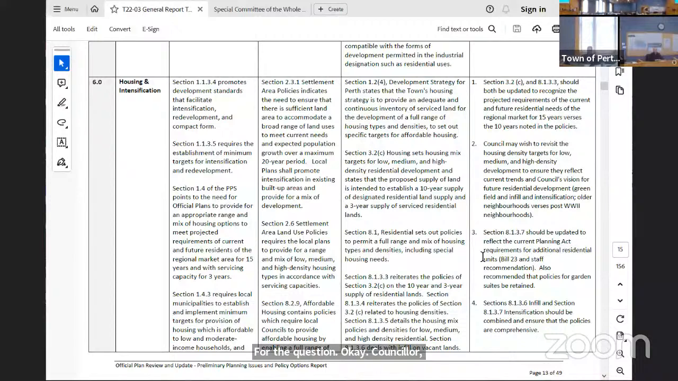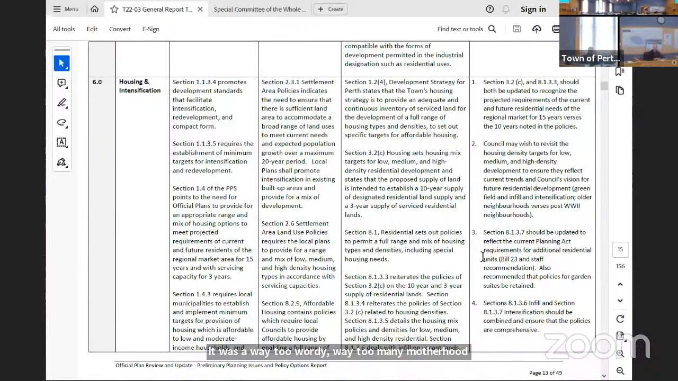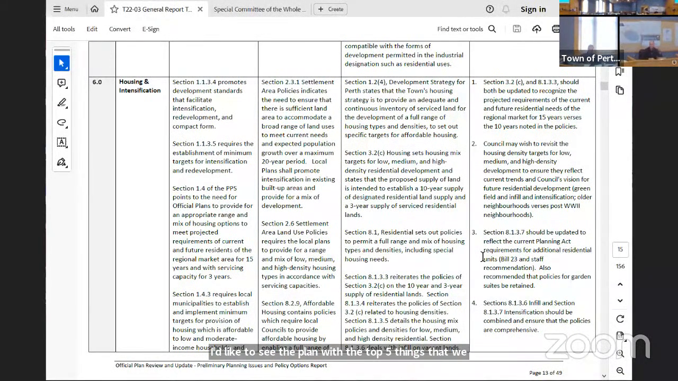Just some comments. Forbes, I really like your plan. And I didn't like our last official plan. It was way too wordy, way too many motherhood statements that kept being repeated in the plan that we were never going to accomplish. And I like how you're more succinct and you said it earlier, you know, you've identified it. I'd like to see the plan with the top 5 things that we could realistically accomplish based on the amount of staff we have and the challenges facing the town of Perth.